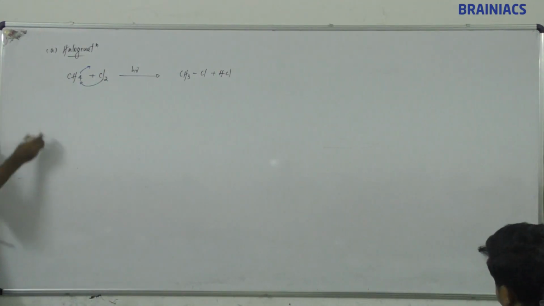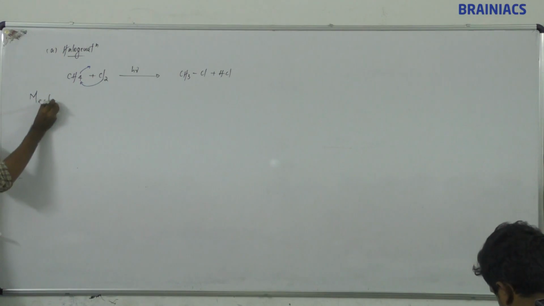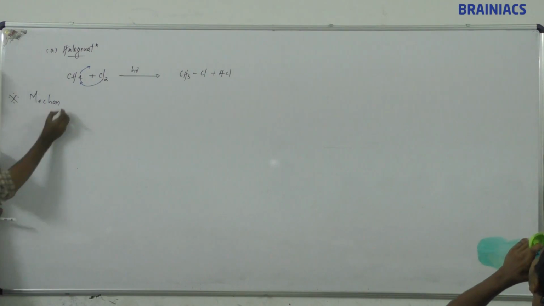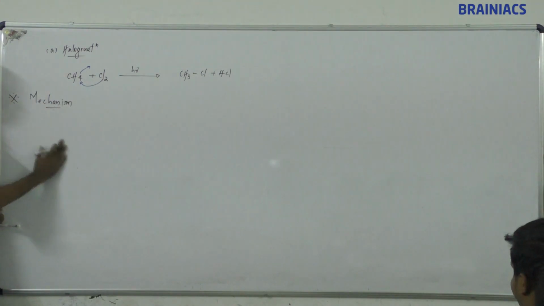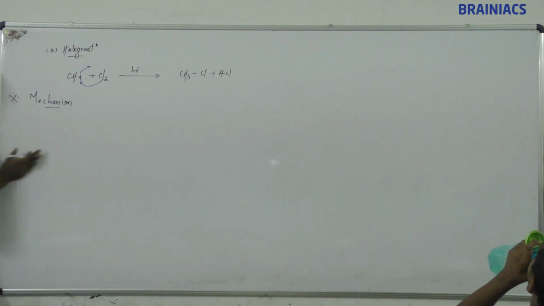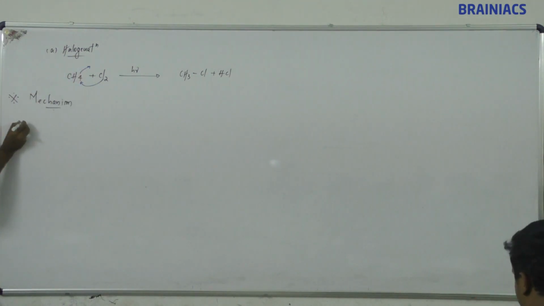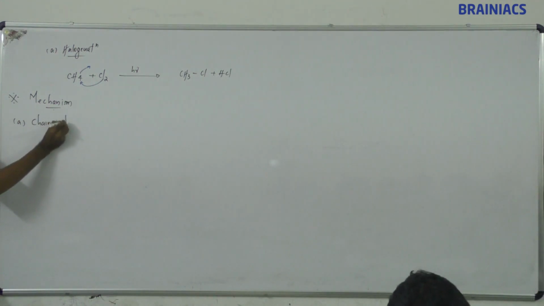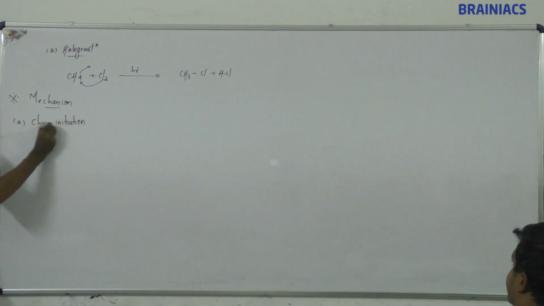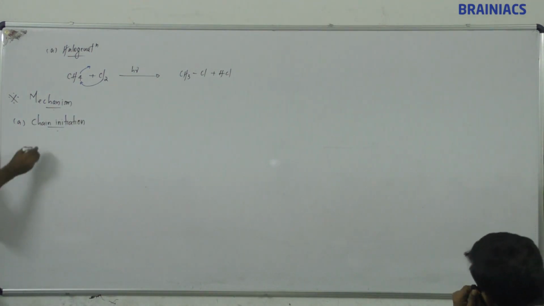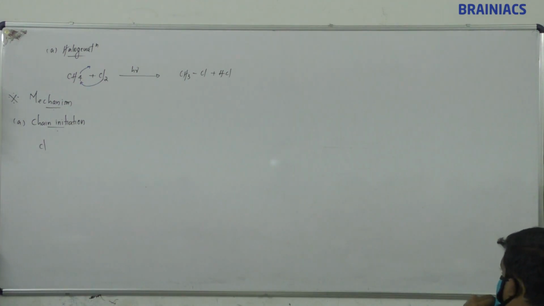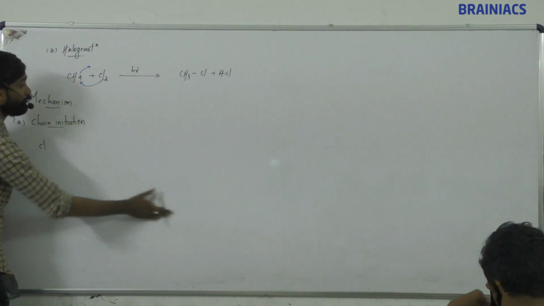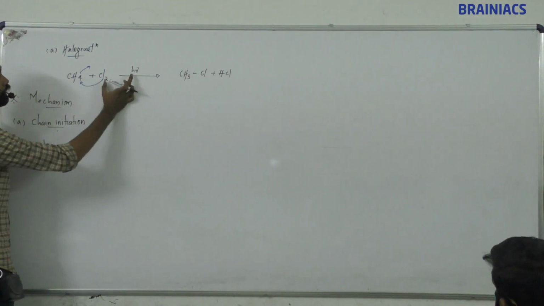Now you have to know the mechanism, but the mechanism is explained in your textbook. Listen. The mechanism has 3 steps. Listen carefully. The first one is chain initiation, the generation of free radicals in radical substitution. That will be clear while explaining the mechanism.